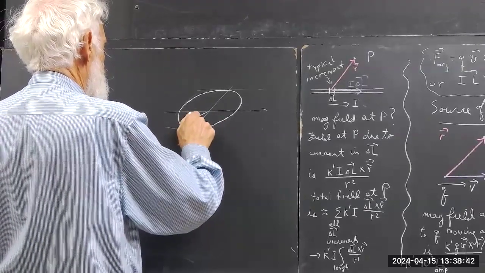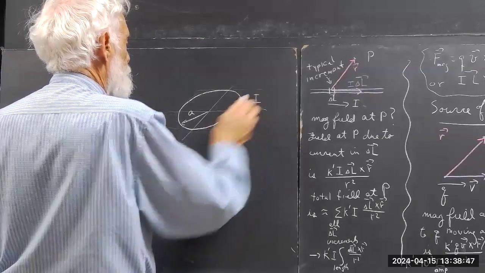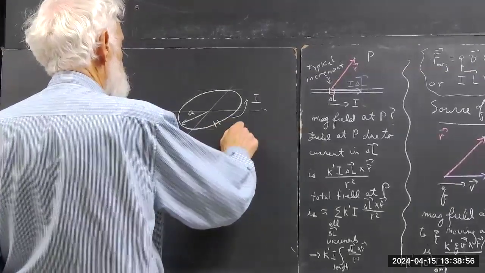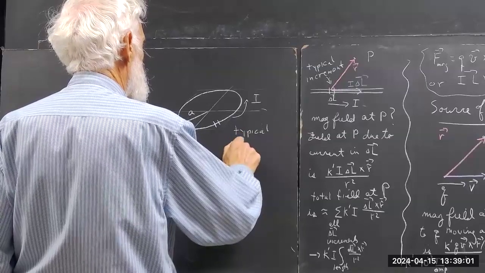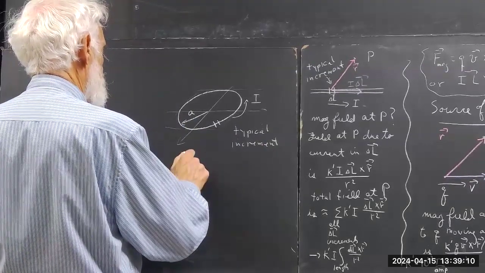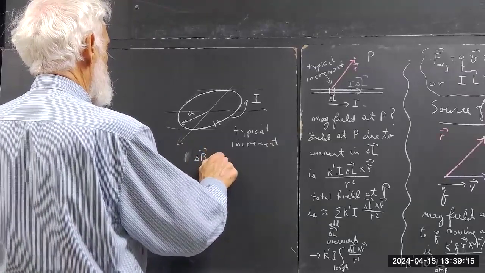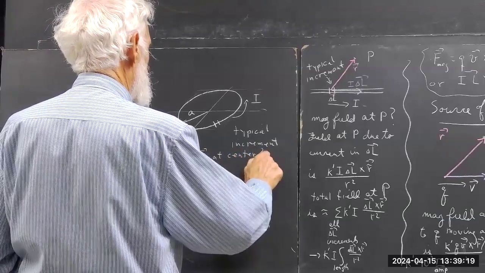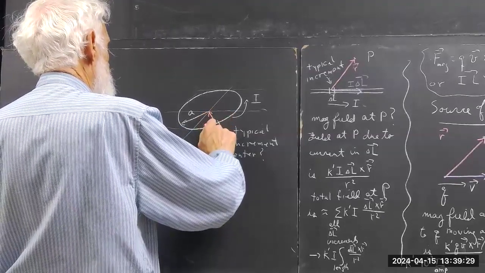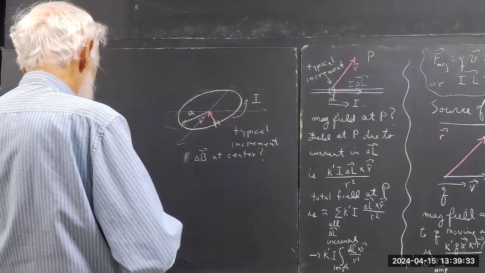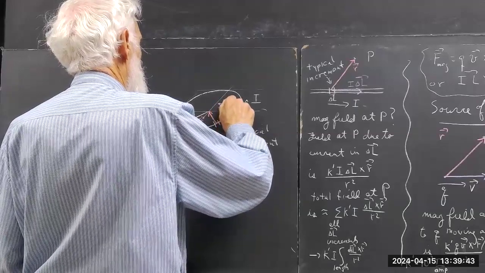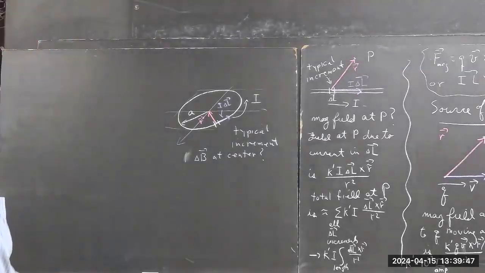Let's give the loop a radius a. We've got a current I flowing in the counterclockwise, traversed positive direction around the loop. Take a typical segment of the loop. Then we want the field at the center. What's our r vector? Well, here's the r vector, and here's the I delta L element. What's the angle between these two vectors?